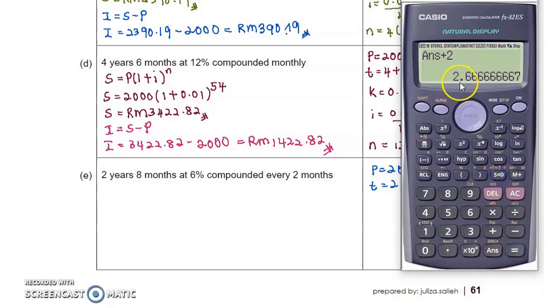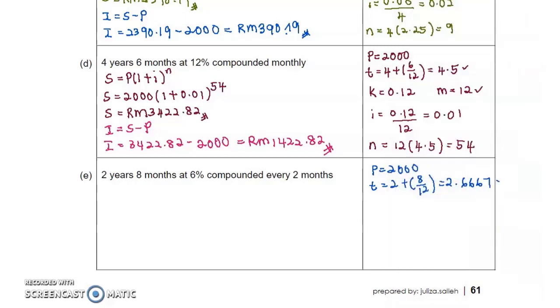Okay, so if you want to write in decimal point, you will write 2.6667. If you want to write in fraction also no problem. Example in fraction, 8 over 3. Later on in the calculation of value S, it will consider that long decimal point. So those who are using decimal point up to 4 decimal points and those using fraction, your answer will be slightly different. Okay, so no problem as long as your method is correct.